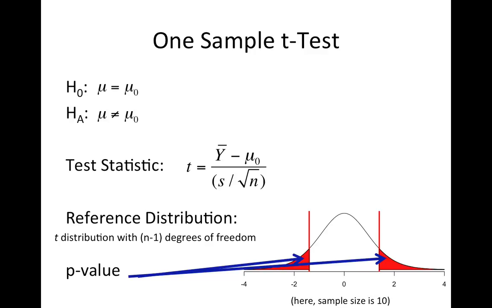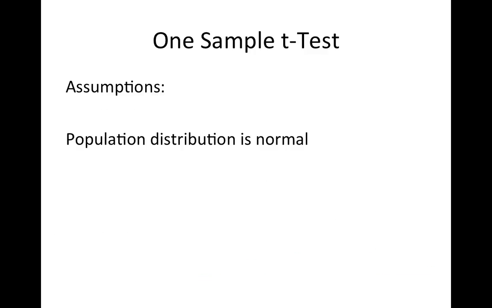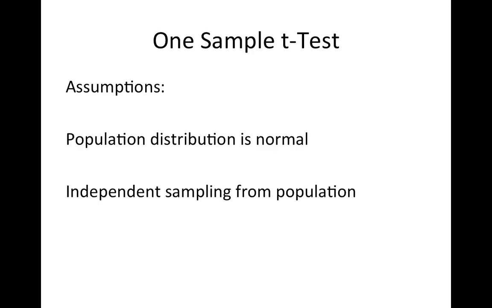But even in order for it to look t, we have to make this assumption that the population distribution itself is actually normal. Now, how important is that assumption? Turns out not very important, and that's something that we'll come back to. And we're still assuming independent sampling from the population.